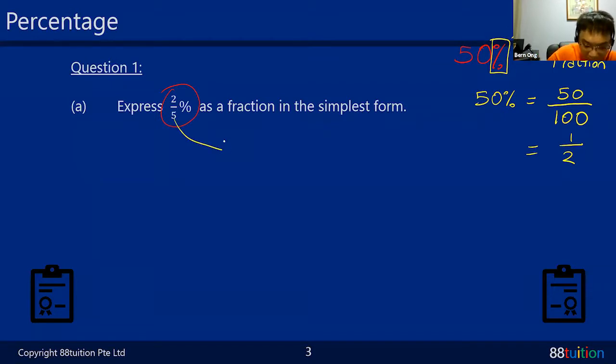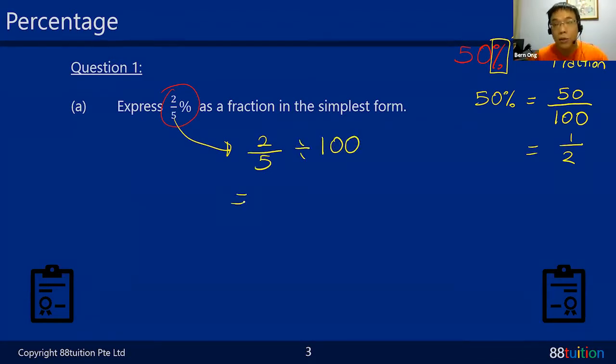So your 2 over 5, what must you do? Divide by 100. So 2 over 5 must be divided by 100 also. Can you see? So when they present it as a fraction, you think, I don't know what to do. It's actually the same idea. So they give you 50%, no problem, divide by 100. They give you a fraction, totally lost. So don't panic. The way of doing is still the same.